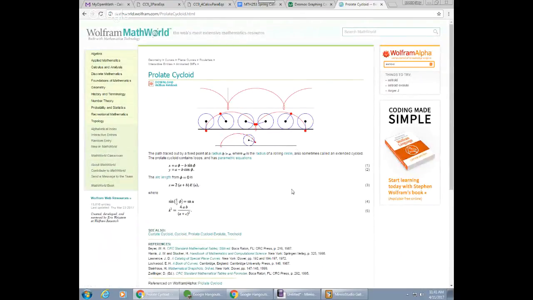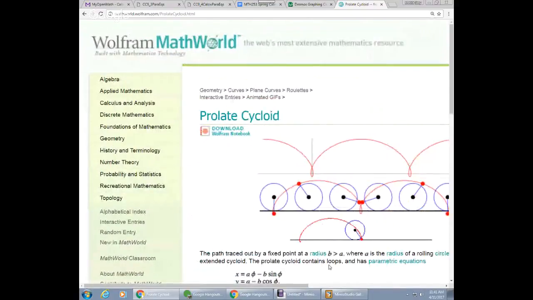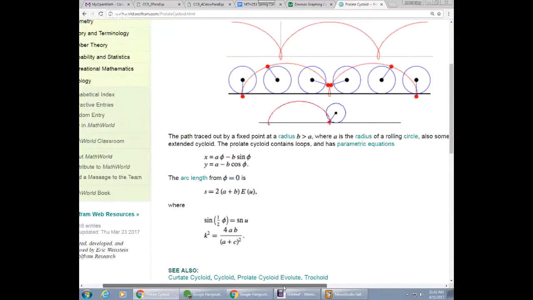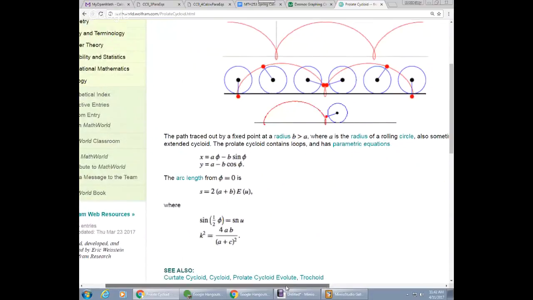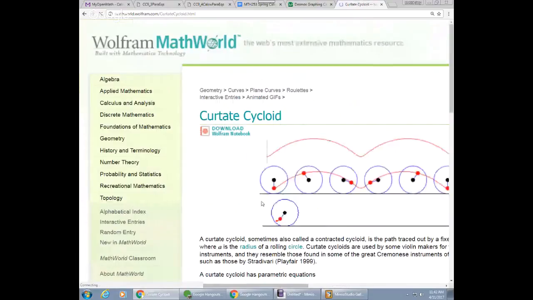Okay, so there they have a point outside rolling around, and you can see how it loops in on itself when it does that, where B is greater than A. Okay, so maybe it's an epicycloid? No, no, no. An epicycloid is when a circle rolls around another circle, and that's like a spirograph. It must be the curtate cycloid.